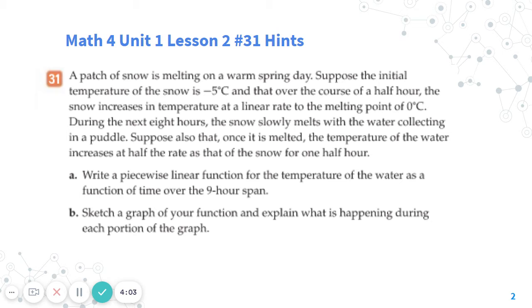So the temperature, it's important to note, at that time is not changing. All the energy is going into the snow melting. Then it says, suppose also that once it is melted, the temperature of the water increases at half the rate as that of the snow for 1/2 hour. It wants you to write a piecewise linear function for this temperature over a 9-hour span, and then sketch the graph of that function.